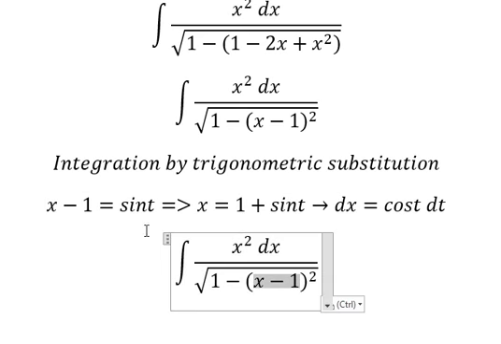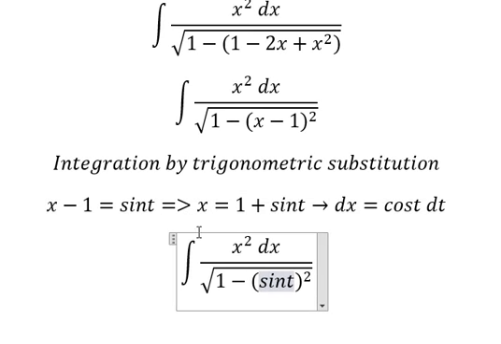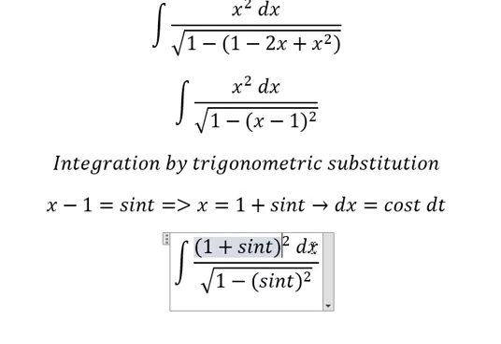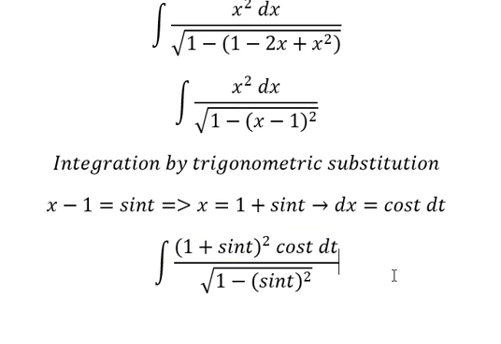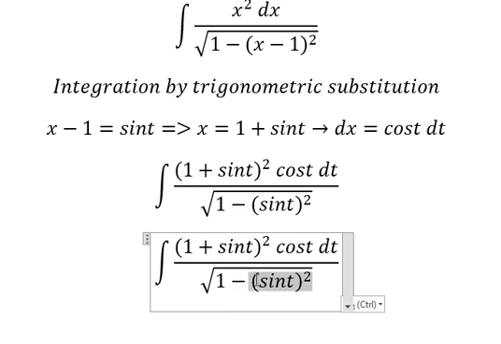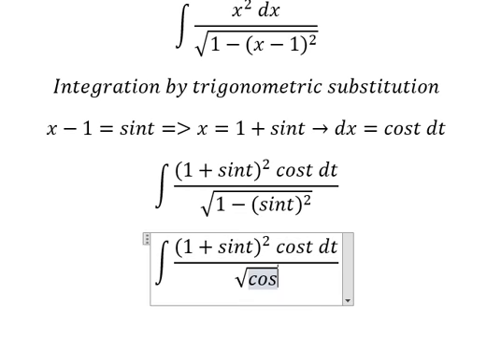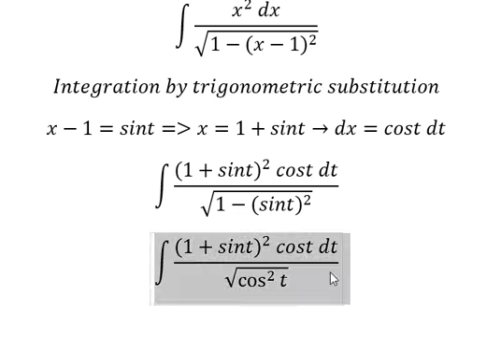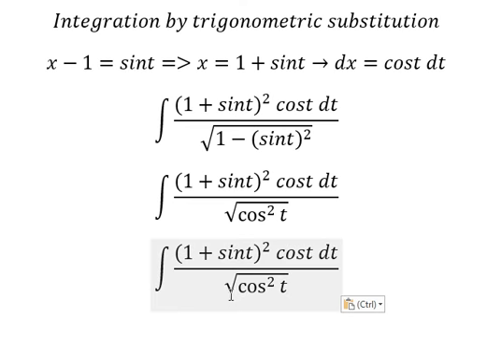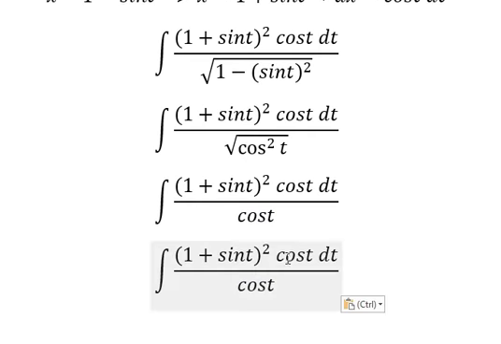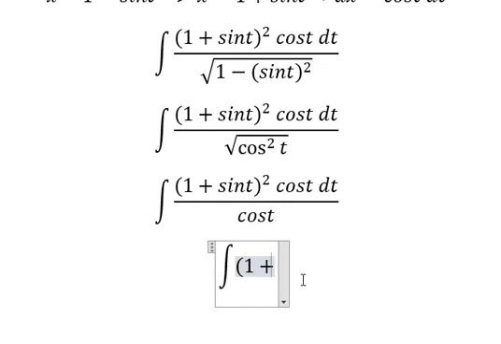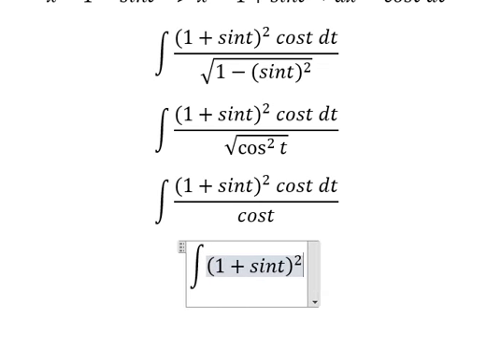So this one we change by sine t. S we change by 1 plus sine t. Dx we change by cosine t dt. So this one is cosine t square. The square root of this one we have cosine t. Now we simplify and we have 1 plus sine t, everything to the power of 2.